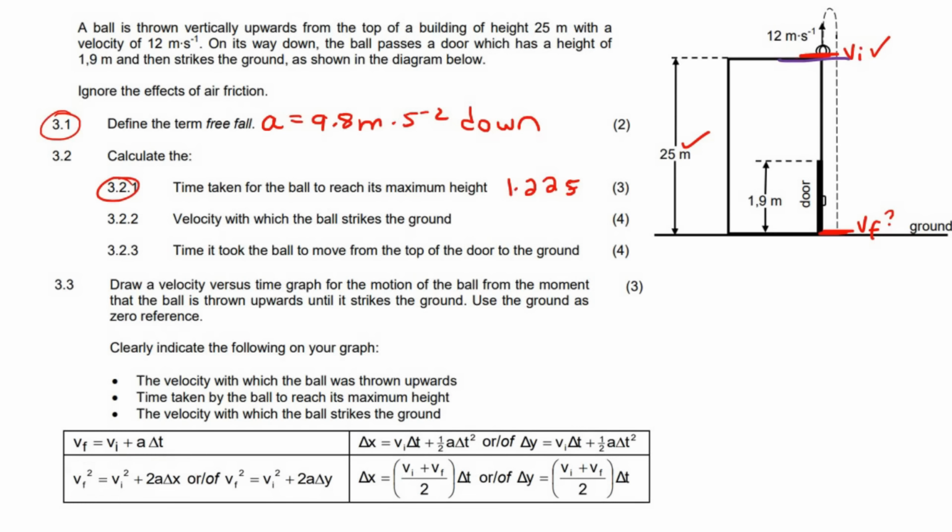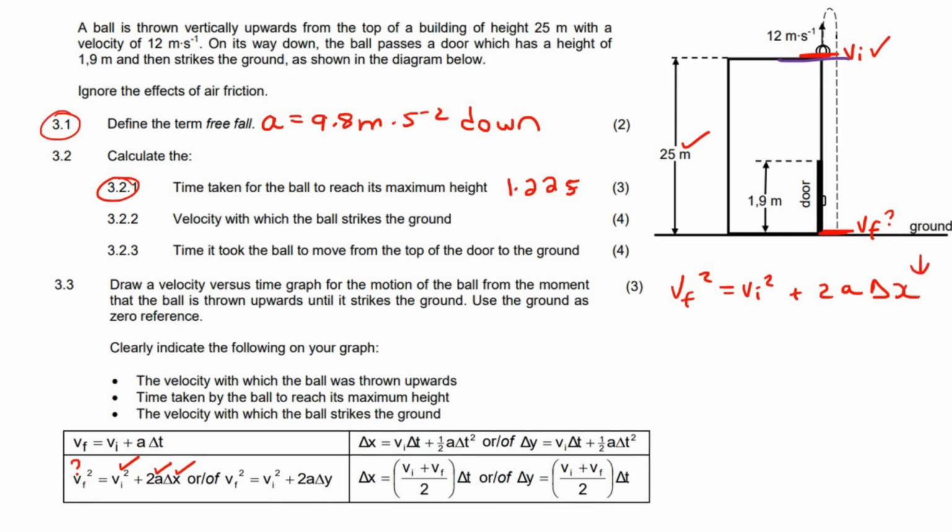Now some of you might want to use y. It doesn't matter, it's the same thing. They don't mind on the memos either. So we're looking for this. We've got the initial. We've always got acceleration because it's always 9.8 down. And we've got the displacement. So let's go write down our formula.